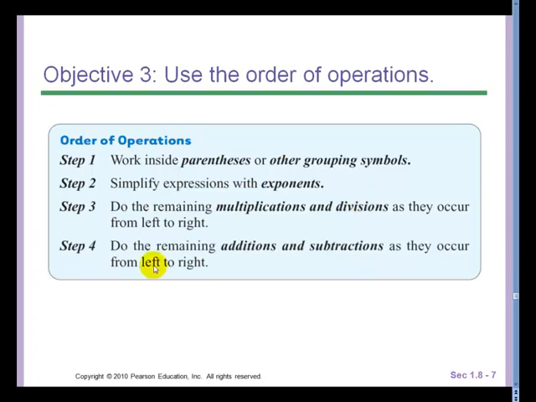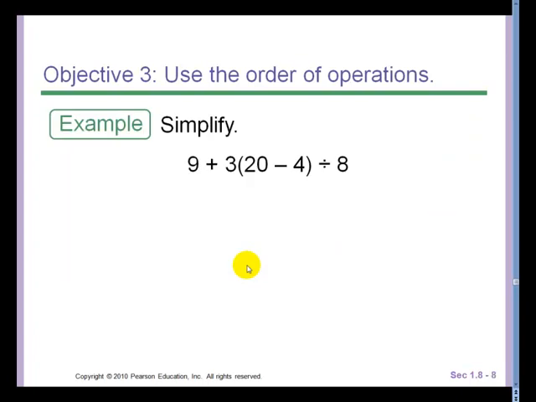And lastly, step 4, do any remaining additions and subtractions, again, together as they occur from left to right. So same with addition and subtraction, you have to do them together as they appear left to right. So if a subtraction is to the left of an addition, you have to do the subtraction first. Now we will do several examples.